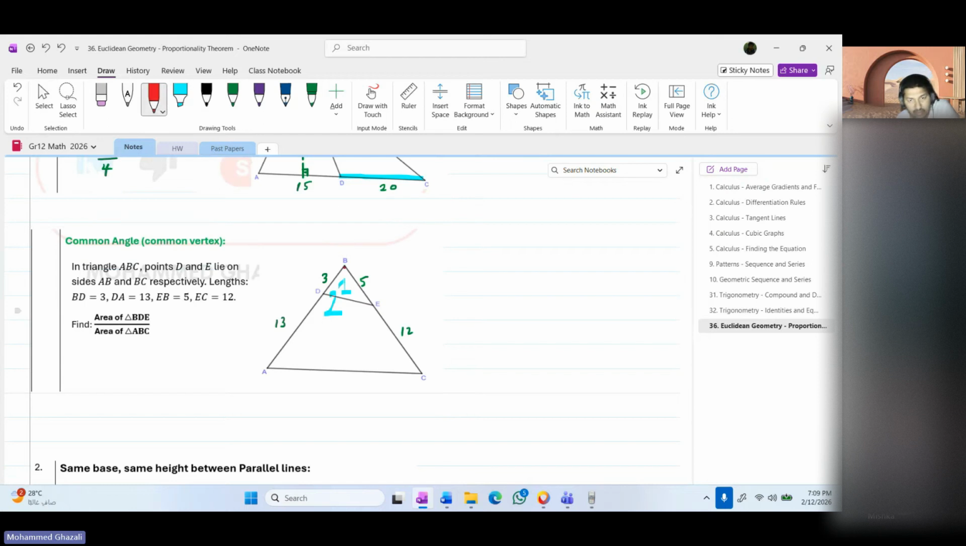Now over here, I actually have something called a common vertex, so I'm going to call this angle B. So I can't use half base times height, right? Because it's impossible for me to draw an altitude which is equivalent for both the triangles. So there's no common altitude, there is a common vertex or common angle. So what's the area of triangle BDE?